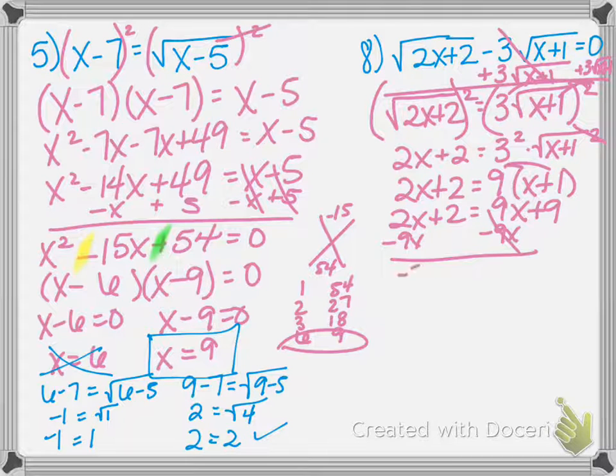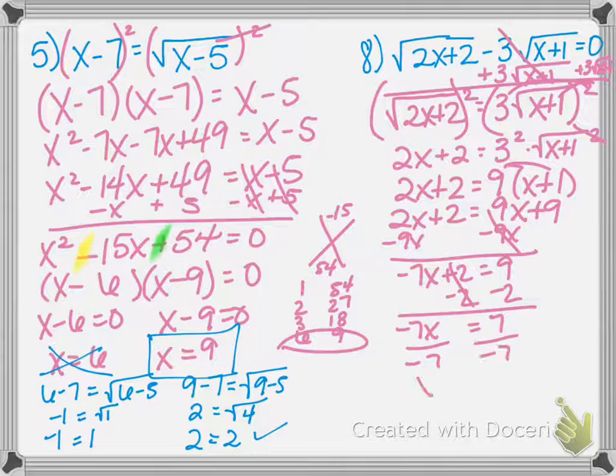And I'm going to get negative 7x plus 2 equals 9. Bring over that 2, and I get negative 7x equals 7. Divide by that negative 7, and I get x equals negative 1. That is our final answer.